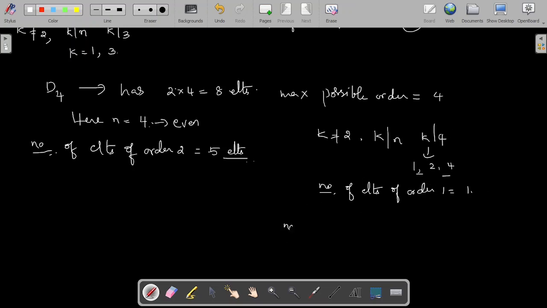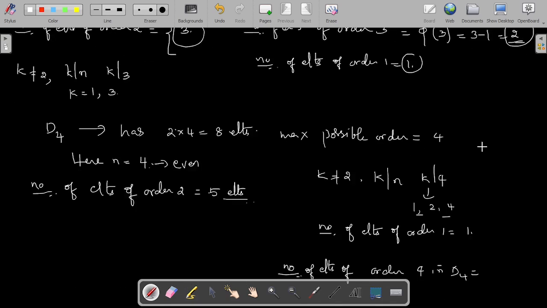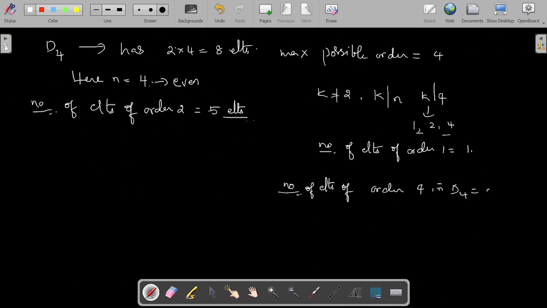Now you have to find out the number of elements of order 4 in D4, which is equal to, as per your formula, phi of 4. How to find out phi of 4? Which is phi of 2 square. 4 can be written as 2 square. So it is equal to 4 into 1 by 2.